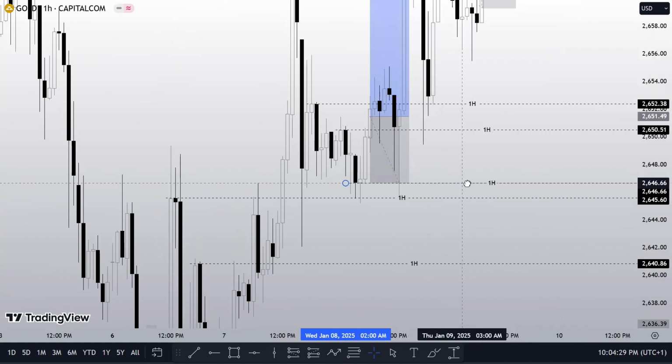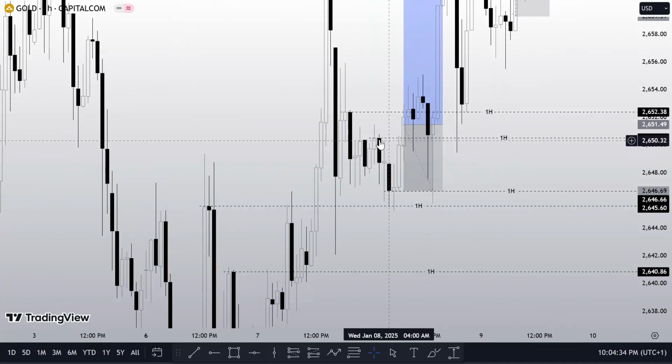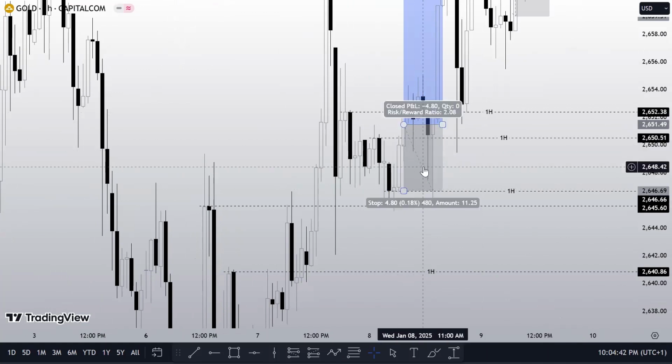So this 1 hour zone right here, right? So now what can we see? We can see that I plotted out this 1 hour zone, this also 1 hour zone, and this 1 hour zone right here. Then most times when I'm taking my trade off a 1 hour zone, I always go to the 5 minutes to spot out my entry.